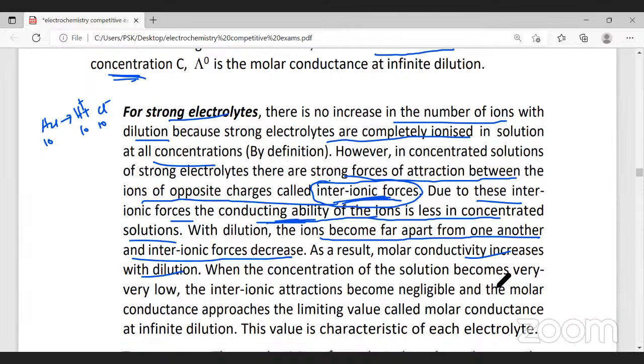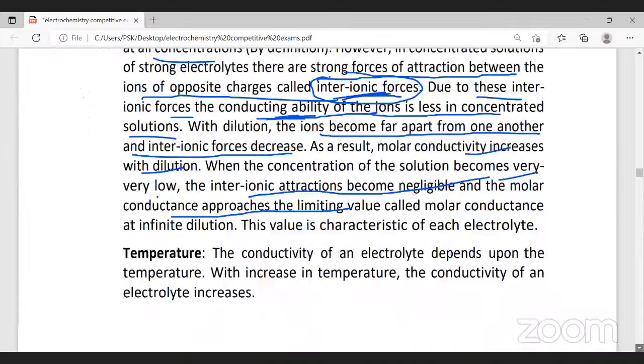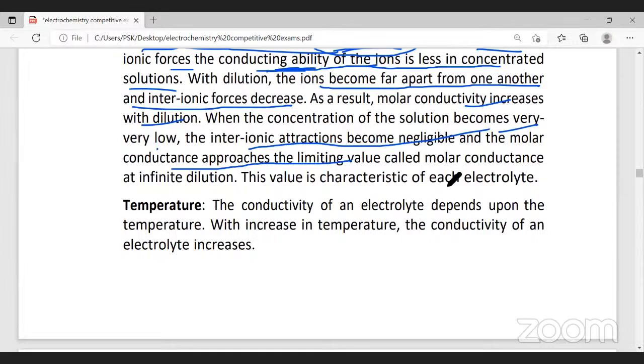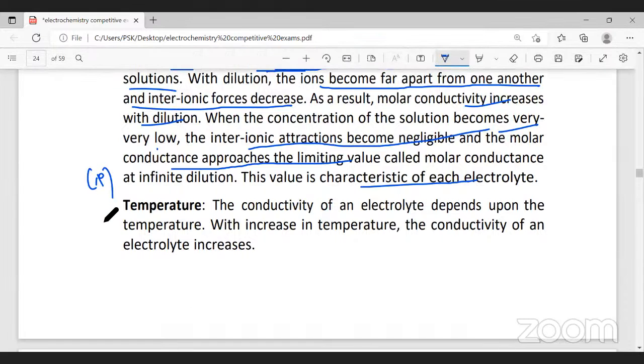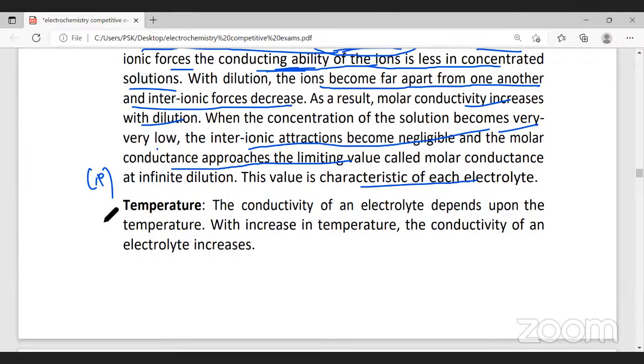When the concentration of solution becomes very low, interionic attraction becomes negligible and molar conductance approaches the limiting value, called molar conductance at infinite dilution. Thus, this value is characteristic of each electrolyte. So that means molar conductance lambda naught is the molar conductance at infinite dilution. Lambda naught is a characteristic of the electrolyte. It varies from electrolyte to electrolyte. It's not common to all. It is not a constant for different electrolytes. So it varies from electrolyte to electrolyte. That's the first one, nature of electrolyte.